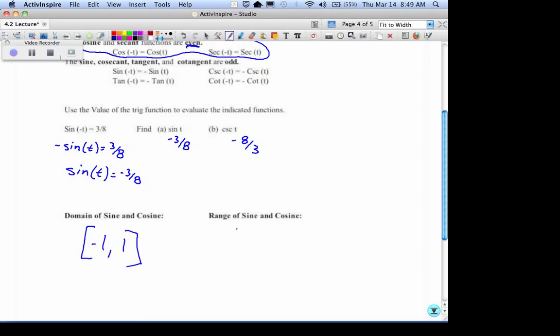Range. Top of the unit circle, bottom of the unit circle. Also negative 1 to 1. So when you look at the unit circle, every one of your ordered pairs is somewhere between negative 1 and 1.